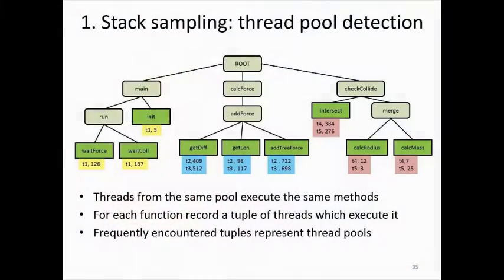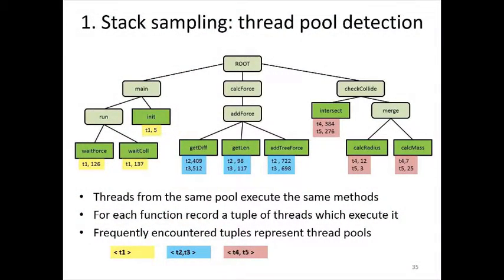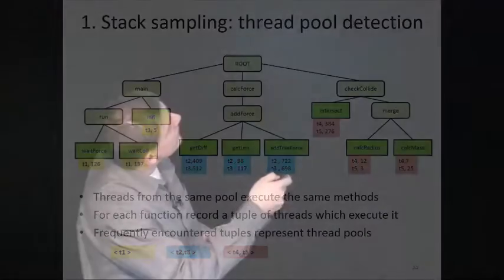So the first step is the thread pool detection. Here we detect what the thread pools in a program are and what the size of these thread pools can be. We rely on the observation that usually threads from the same thread pool execute the same methods. So what we do, we take snapshots of the program as it runs. We get the structure of the call trie for this program, which methods are called. And for each method, we record a tuple of threads which executed it. And then frequently encountered thread tuples, like here, for example, you can see a pattern that these methods are executed by thread 1. These methods are executed by threads 2 and 3.